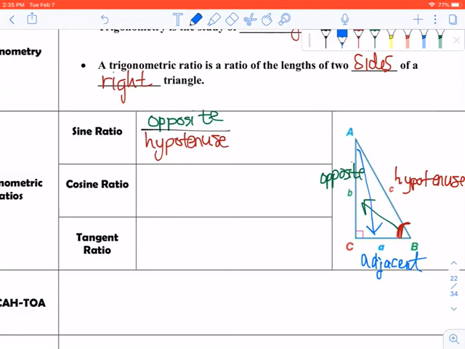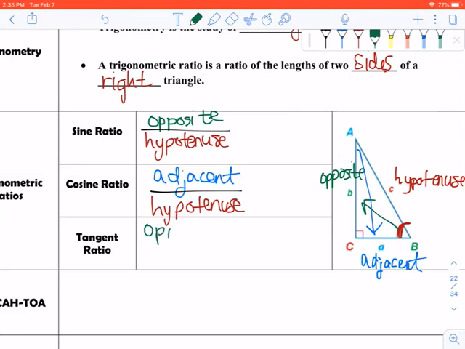Now, the cosine ratio is the ratio of the adjacent side to the hypotenuse. So adjacent over hypotenuse. And then finally, the other ratio for tangent is the opposite side. I know it sounds like another language right now, but I promise it'll make more sense once we start plugging in a calculator and all that. So opposite over adjacent.